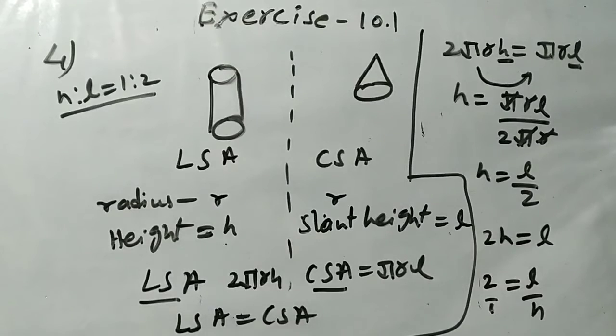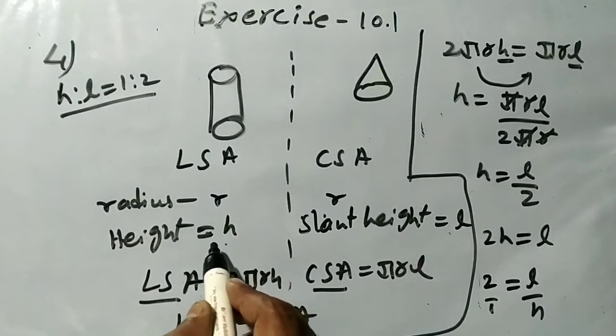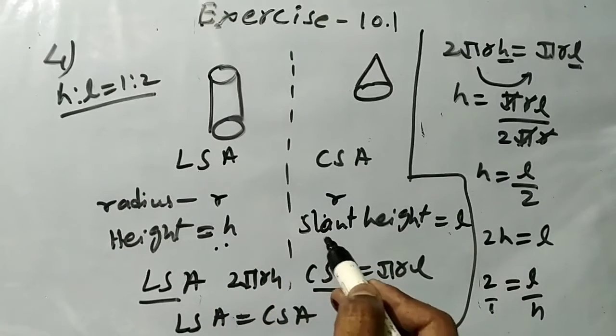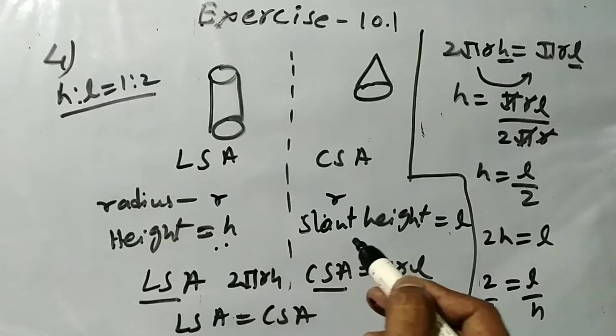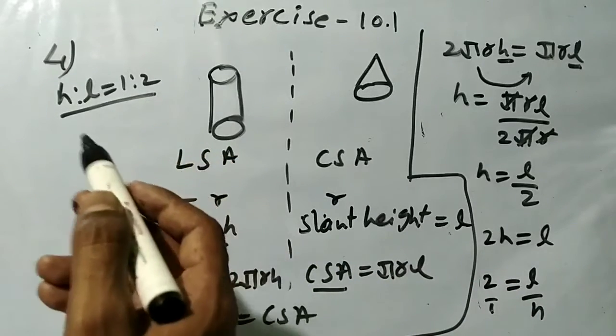This is the ratio of H, where H is the height. So the ratio of height of the cylinder to the slant height, that is nothing but the length of the cone. So they have given the question to find, we have got.